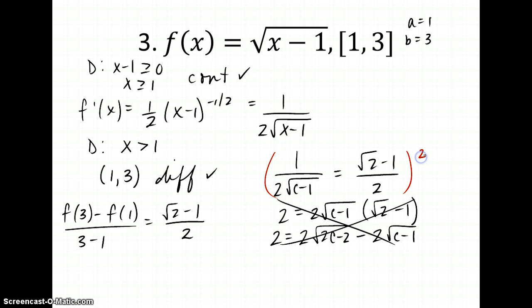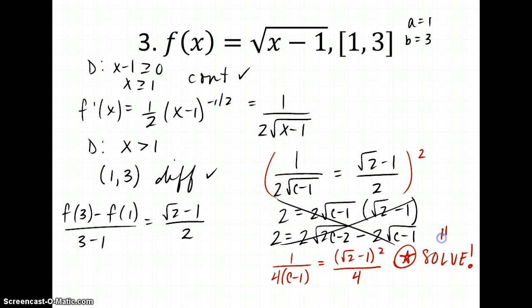If we square both sides, it's still going to leave a mess. Okay, we're going to run out of time here. So for your homework, solve for C. Find the value of C in the interval from 1 to 3 that makes this statement true.